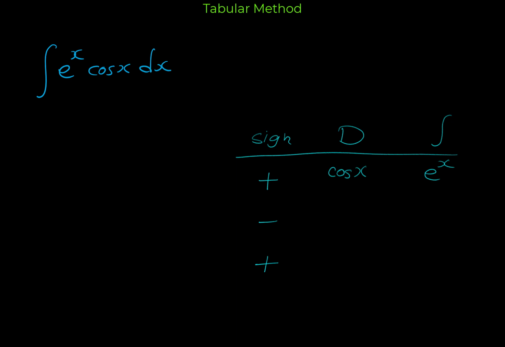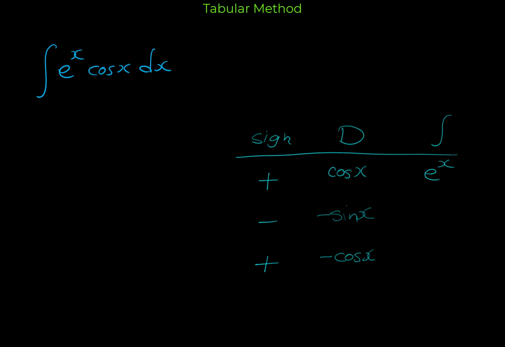Now we are going to take the derivative of cosine of x. The derivative of cosine of x is negative sine of x, and the derivative of negative sine of x is negative cosine of x. As you can see, if you continue taking derivatives repeatedly, you are never going to get 0, because the derivative of sine is cosine, the derivative of cosine is negative sine, and so on. We never get to 0.